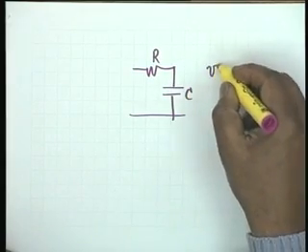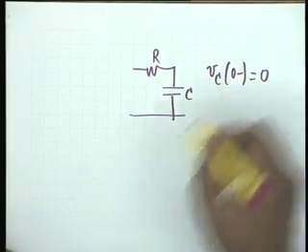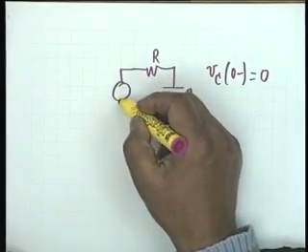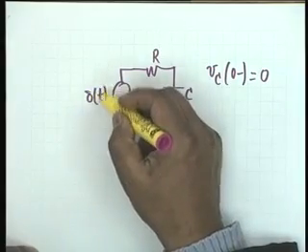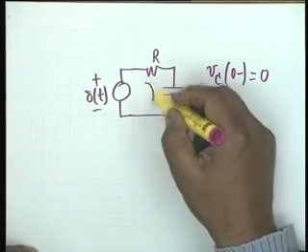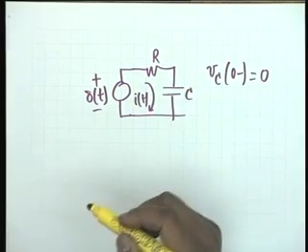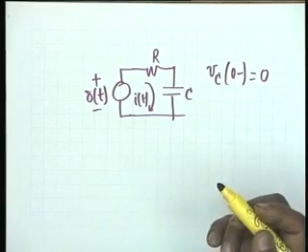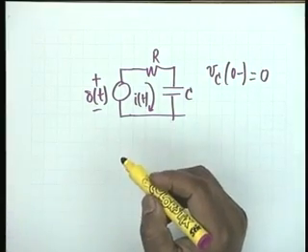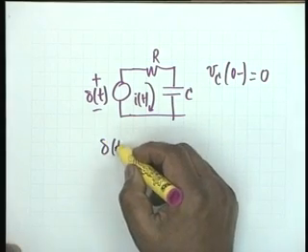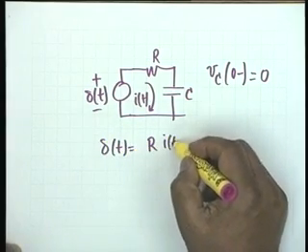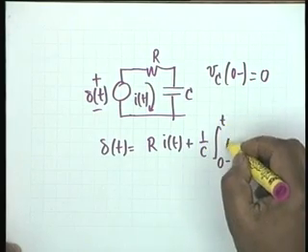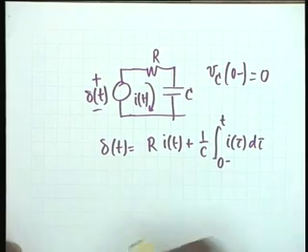and we assume that V sub C 0 minus is equal to 0. That is, the capacitor is initially relaxed, and we connect an impulse voltage source delta t here, and we wish to find out the current i of t. As you know, the only one mesh equation, delta t would be equal to R i of t plus 1 by C integral 0 minus to t i tau d tau.